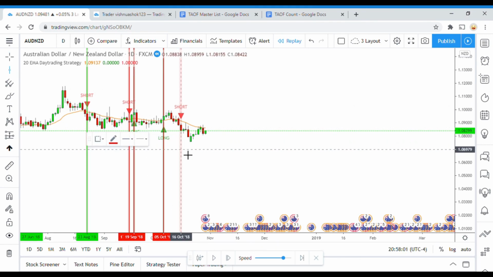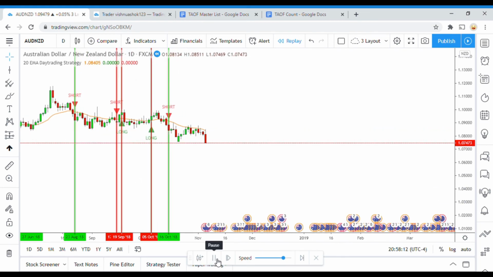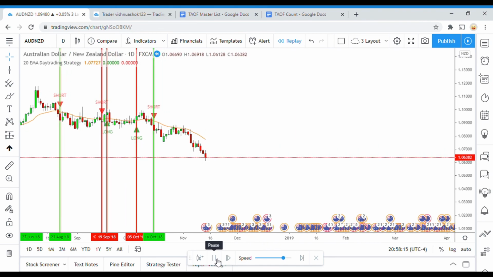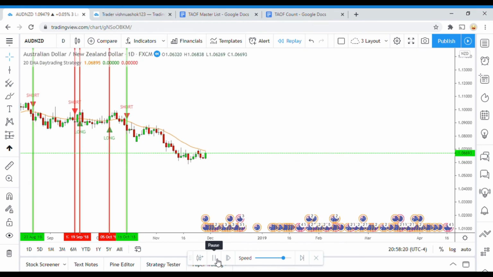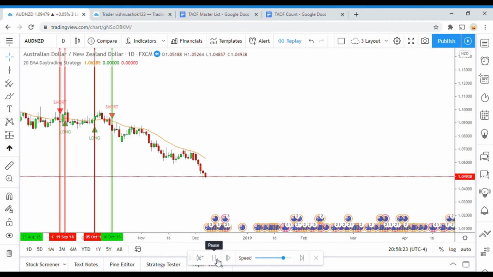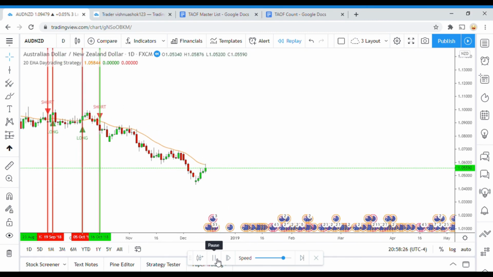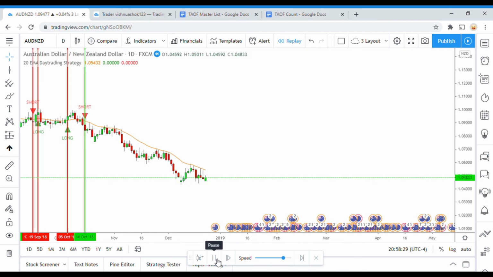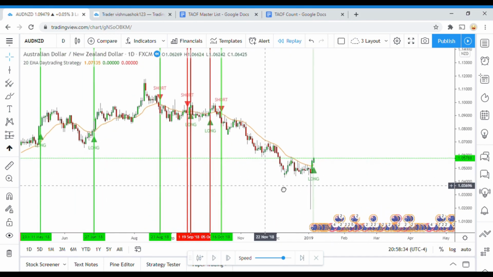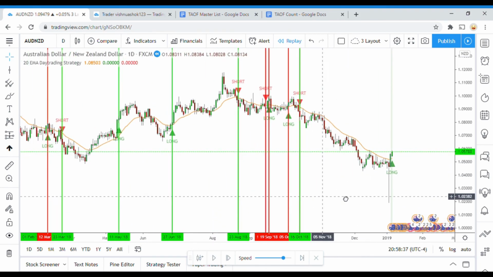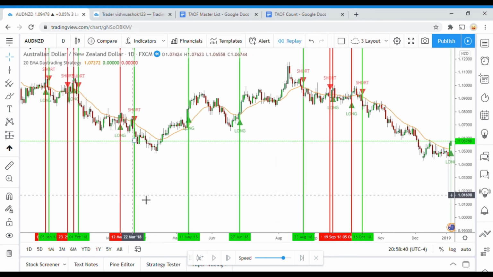Not too far from the end of the year. Keep on moving along here. There's December. See if we get another signal or two out of it here before we call it a year. Nope. That was it right there. That one was outside of 2018.